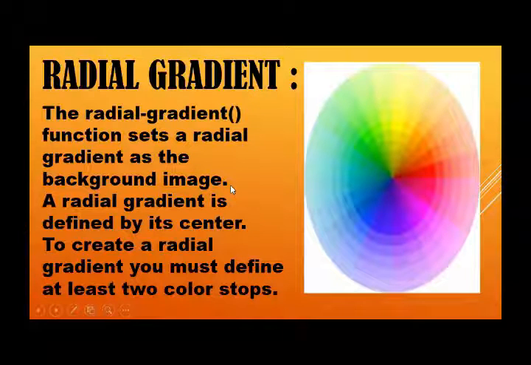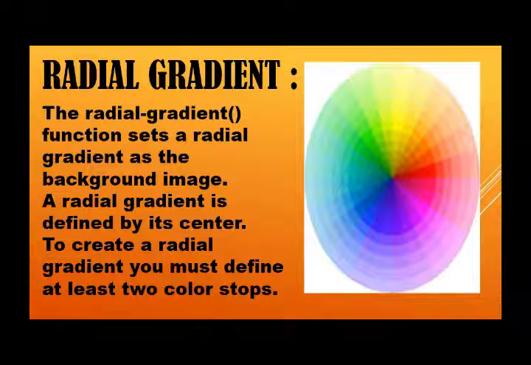Whenever you have an image, it will make the radial gradient in the background of that image. Defined by its center, to create a radial gradient, you must define at least two color stops. That means you have to pick the two colors, and after that you can use the radial gradient. As in the case of linear gradient, you can drag the center point to adjust the center of the gradient. You can also drag the adjustment handles to change the size and radius of the gradient.